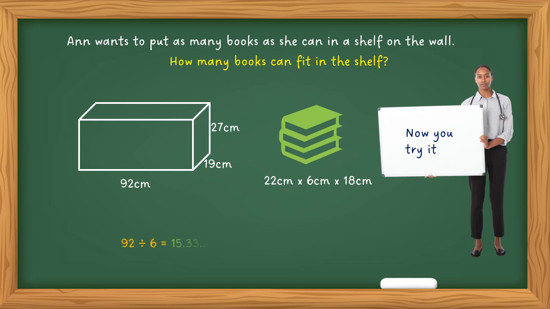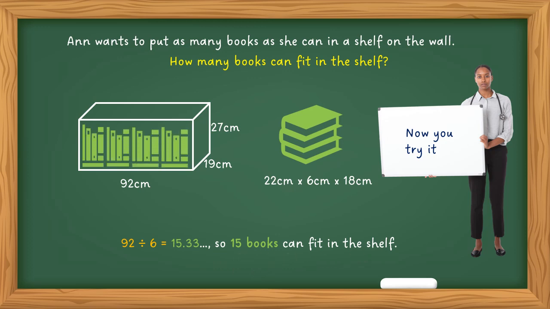Right, let's have a look. Okay, so you can see the height and width are fine. It's just how many you can fit across there, and the width of the books. And you can see the width of the books is 6 centimeters. So you take 92, divide it by 6, and that gives you 15.33. Now you can see that you can't get 0.33 of a book. So 15 books can fit along that shelf quite snugly in there like that. So if you've got 15, great answer, well done.